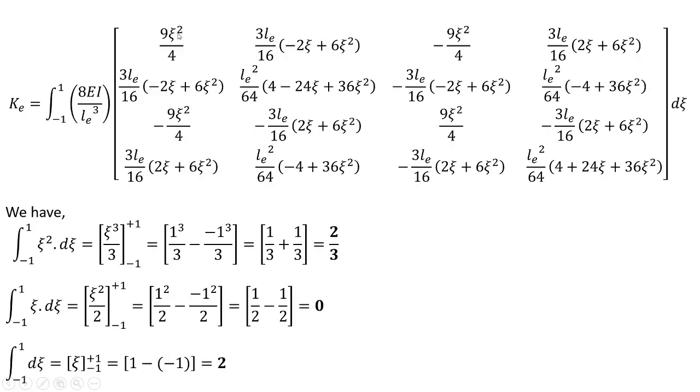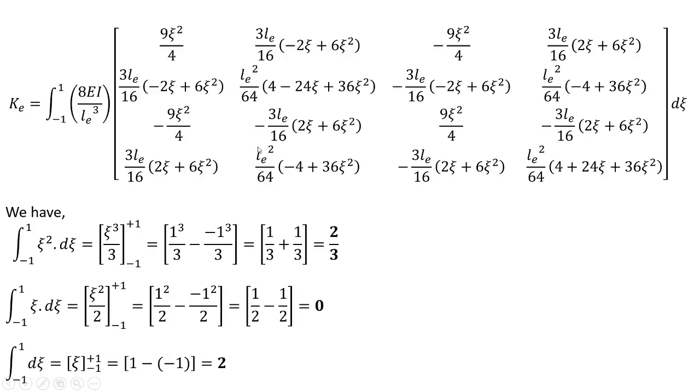So when I integrate zeta square with respect to d zeta, it is zeta cubed divided by 3. Apply the limit minus 1 to plus 1. When I apply the limit and simplify, I'll get 2 by 3. So in this matrix, wherever I have zeta square, I can directly substitute the value 2 by 3. Similarly, I also have zeta. When I integrate zeta, the integration is zeta square by 2; applying the limit and simplifying, it becomes 0. That means wherever I have zeta, I can directly make that term 0.